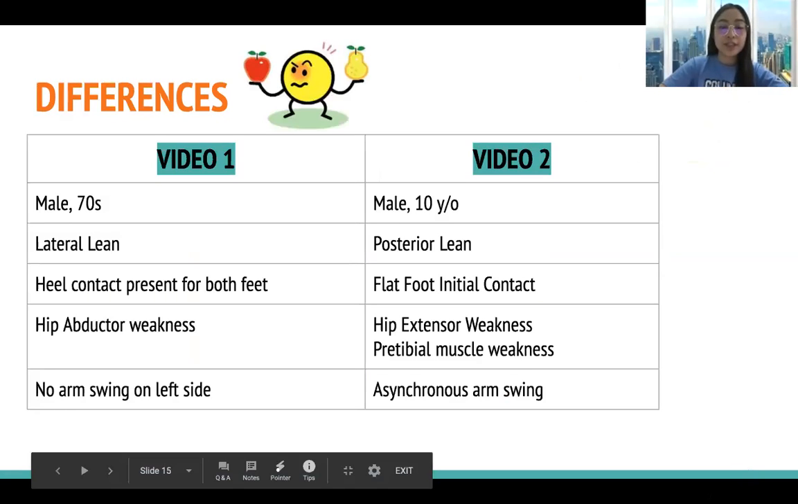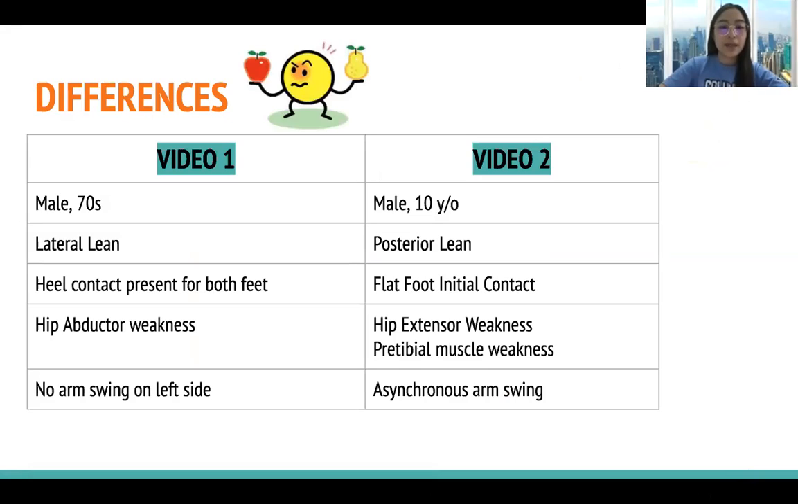In terms of differences, the first subject was a male estimated to be in his 70s, whereas the second subject was a male around 10 years of age. Video 1 showed a lateral lean, whereas video 2 depicted a posterior lean. The subject in video 1 demonstrated a heel contact for both feet, but the subject for video 2 had a flat foot initial contact. Due to these notable differences, the hypothesis for the underlying muscle weakness was different.